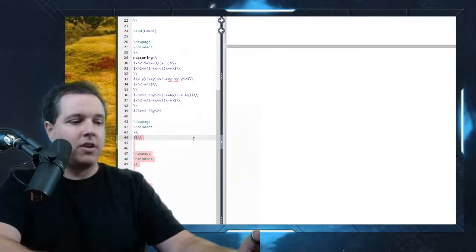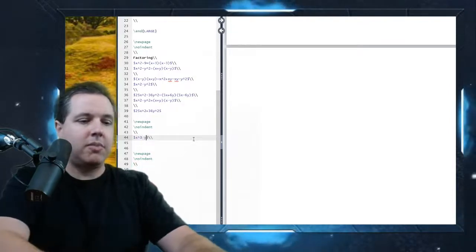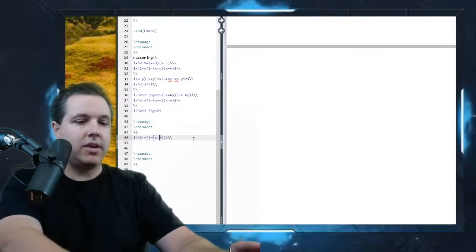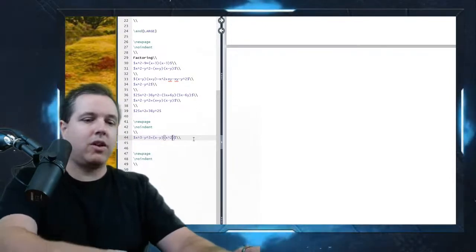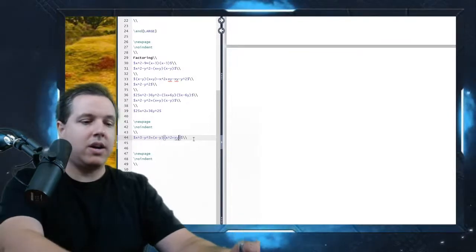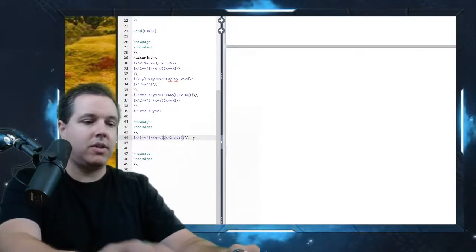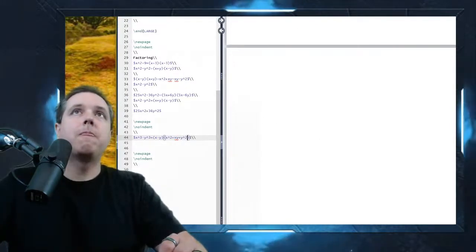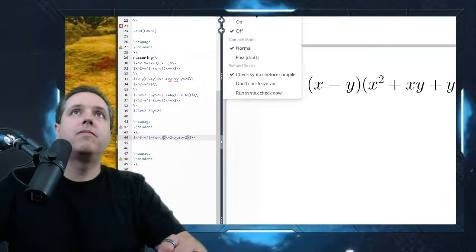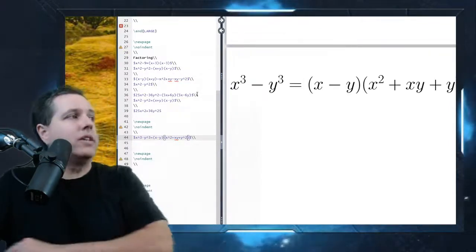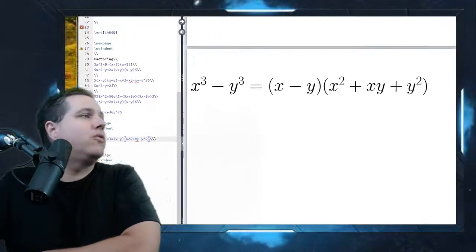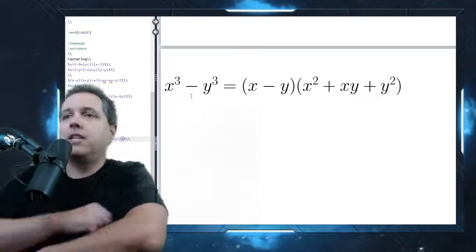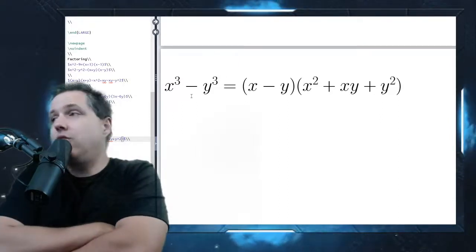This is going to be x cubed minus y cubed equals x minus y times x squared plus xy plus y squared. Okay, so let's move this over so you can see it a little better. So here's your formula for a difference of cubes. When you run across something that's a cube and it's a difference, you're going to use this formula.